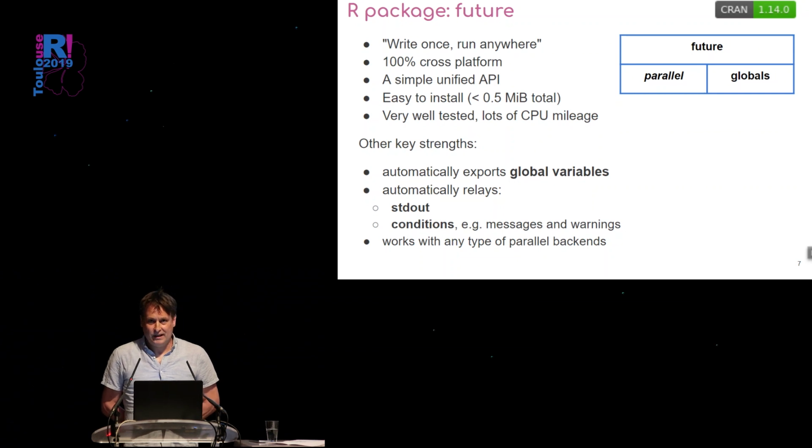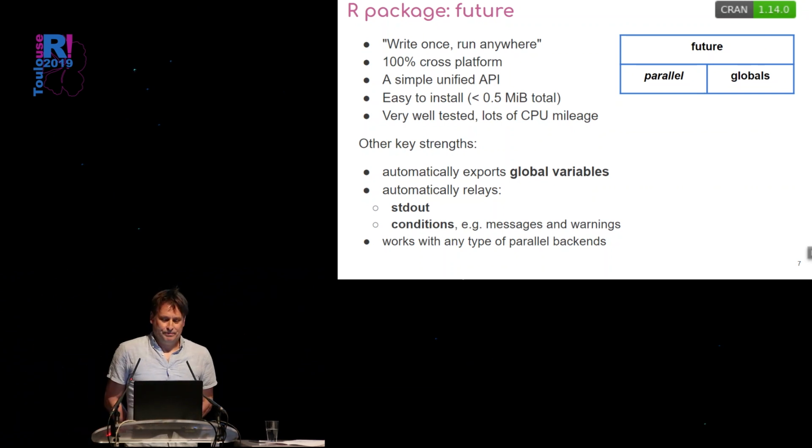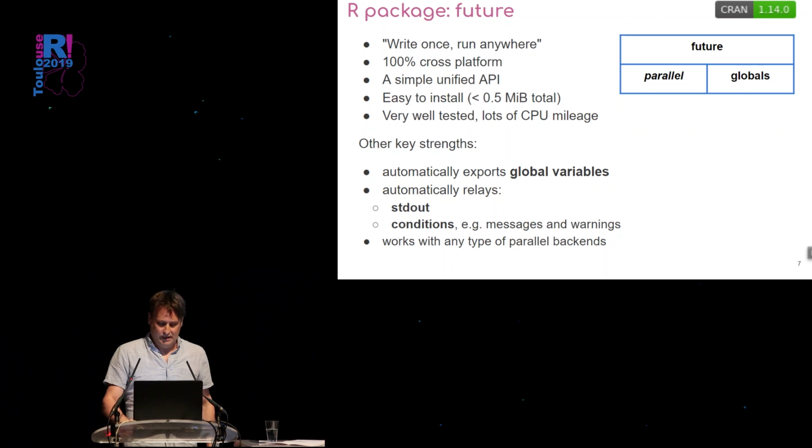Other key strengths, I think, are automatically identifying and exporting global variables. If you know parallelization, that becomes tedious sometimes. And you can also do it manually if you want to. It also relays output you print, or messages and warnings that are created. Those are relayed, so if you run it on a remote machine, it will come back to your local computer. And if someone else creates other parallel backends in the future, it will just work.